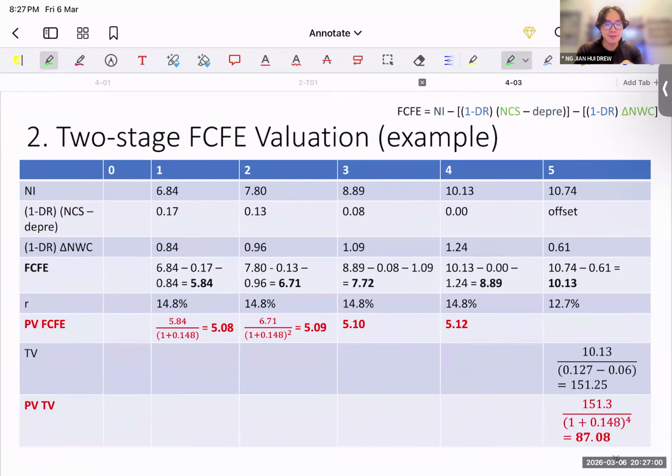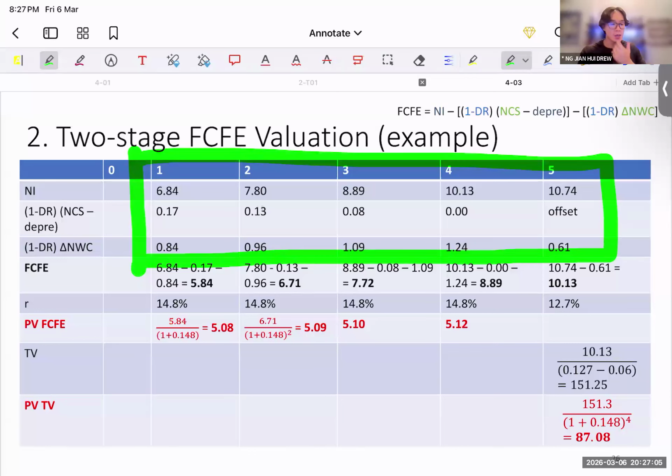Similar to what I've done previously, I've plugged the 3 components here for easy presentation. Then I will just take the first component minus the second component minus the third component based on the formula here, right? So I just take 6.84 minus 0.17 minus 0.84 to give you the FCFE.